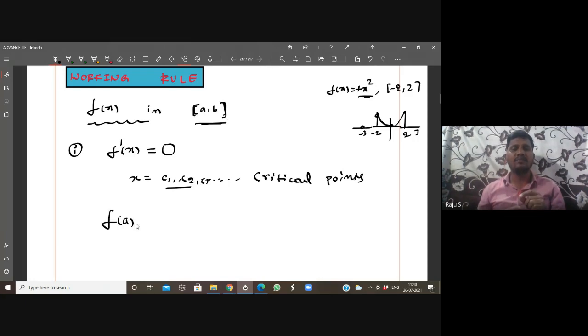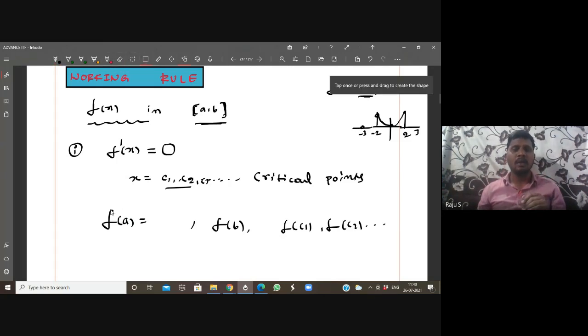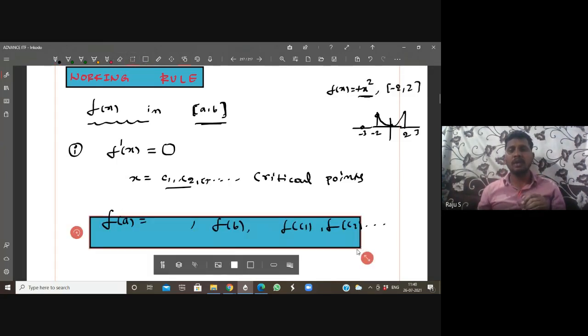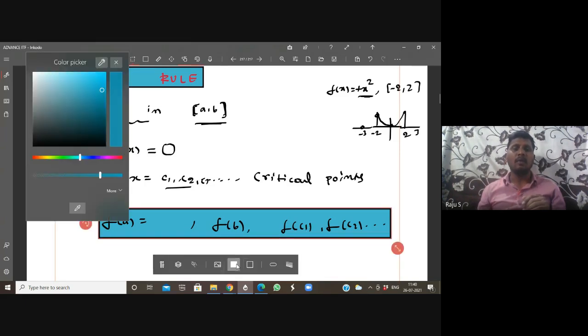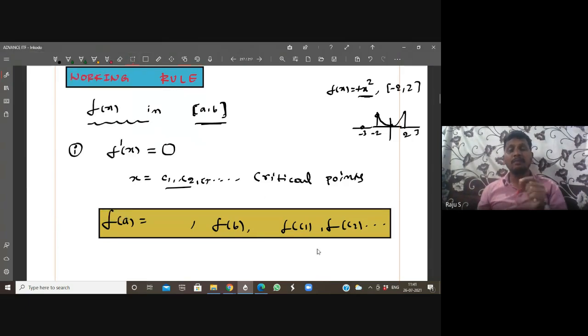All these values you can substitute in the given function. You find the f of a value, you find the f of b value, and you find the f of c1 value, f of c2 value, and so on. Among all these values, whichever is the highest value, that will be the maximum. Whichever is the least value, that will be the minimum. That maximum value and minimum value are called absolute maximum and absolute minimum.